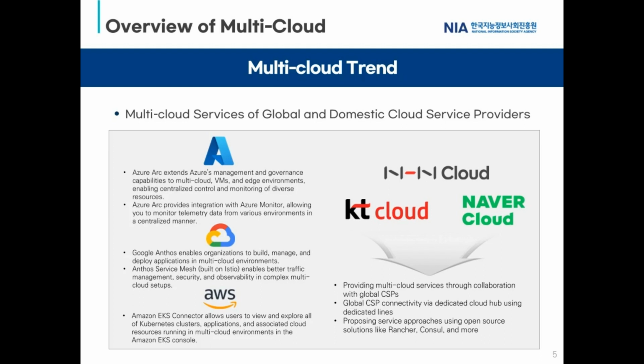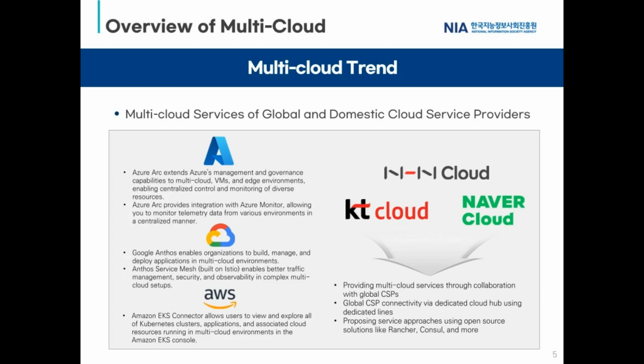The same applies to GCP. GCP offers a multi-cloud service through Google Anthos, allowing integration of various cloud services similar to Azure, enabling centralized monitoring. To seamlessly consolidate services across different clouds, mesh is essential. Utilizing Anthos Service Mesh, developed in-house based on Istio, ensures smooth service interconnection in a multi-cloud environment.